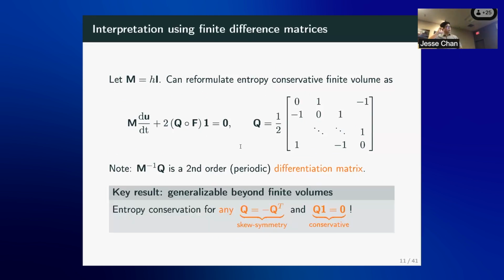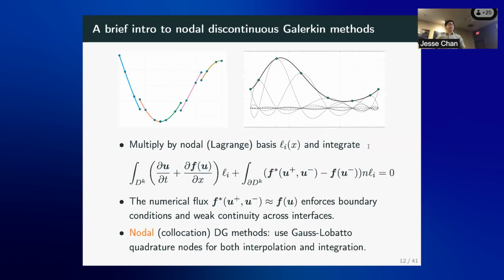And the main result that I'm going to rely on is the fact that I don't actually need the structure of finite volumes. As long as I have some matrix Q, which is skew symmetric and exactly differentiates constants, then you can actually show this is a semi-discretely entropy conservative formulation. What this means is we can immediately generalize this beyond just second order entropy conservative finite volumes. You can do spectral differentiation matrices, you can do high order finite differences, and what we will do now is try to extend things to nodal discontinuous Galerkin.